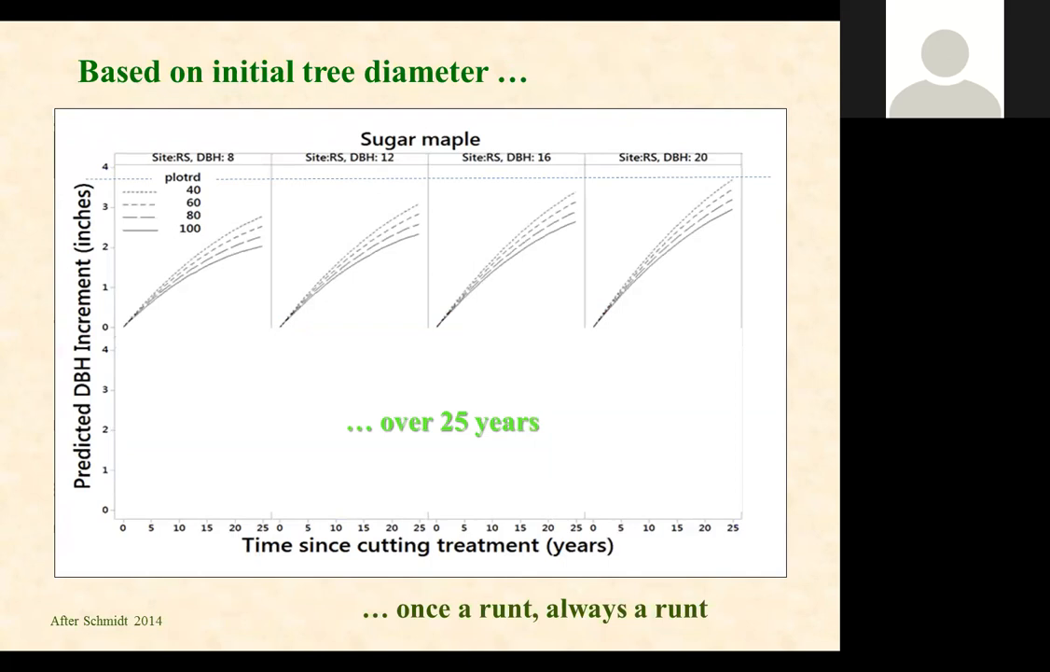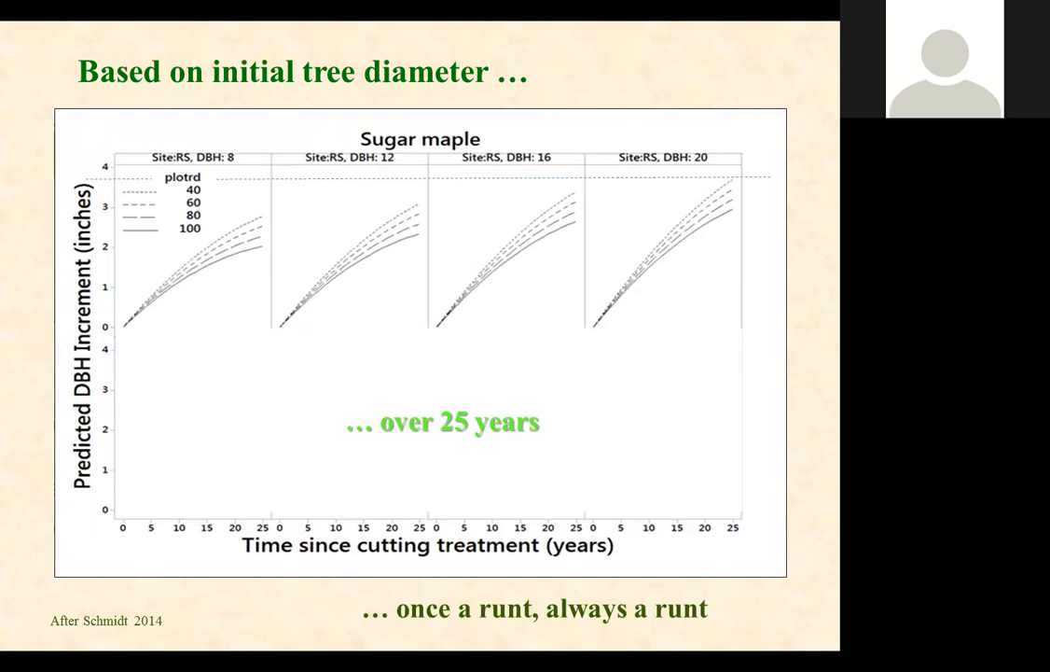And you notice that if you look at the top part of the curve in each case, that upper part of the curve is higher and higher as we get to the bigger trees. Within each column, there's a separate curve for stands at 40, 60, 80, and 100% relative density. And it would show that the lower the density, the better the growth.